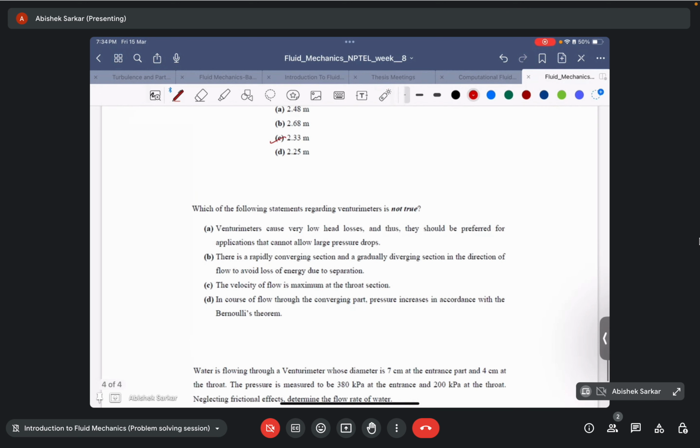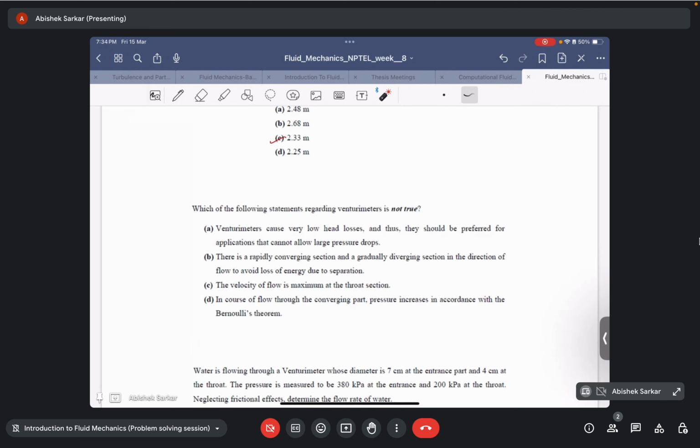So now let us look into question number 9. The question they ask here is, which of the following statements regarding venturi meters is not true? It's not true. So the first statement is, venturi meters cause very low head losses and thus they should be preferred for applications that cannot allow large pressure drops.